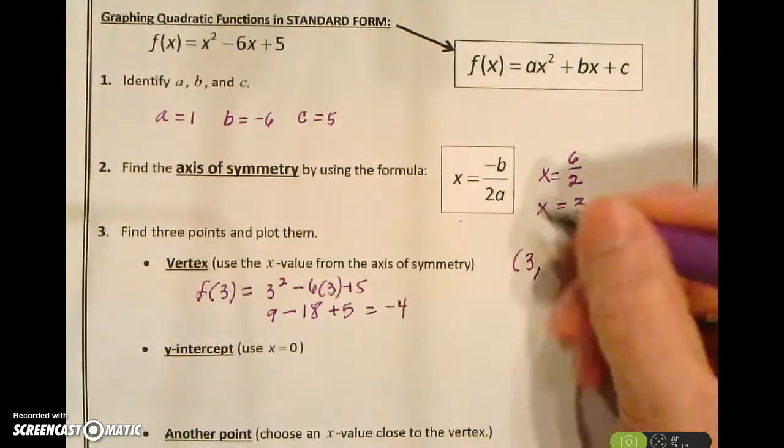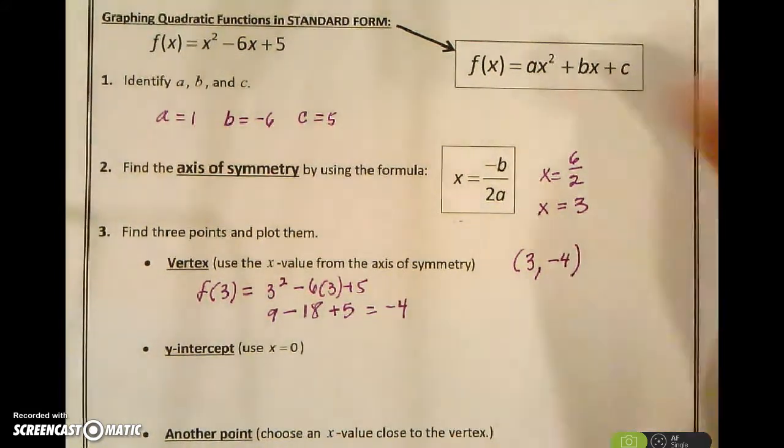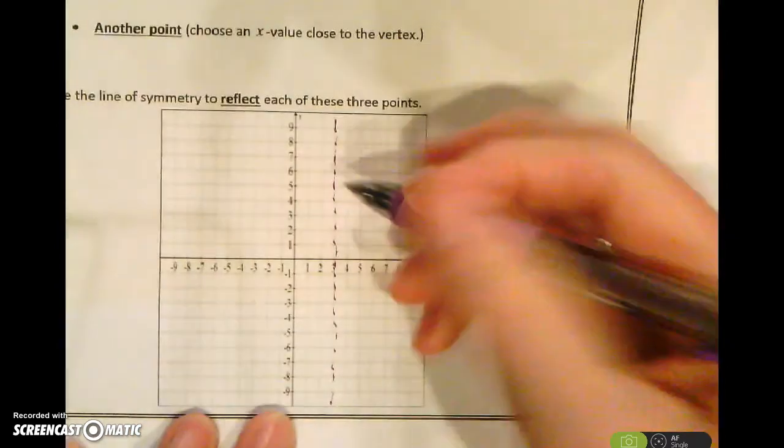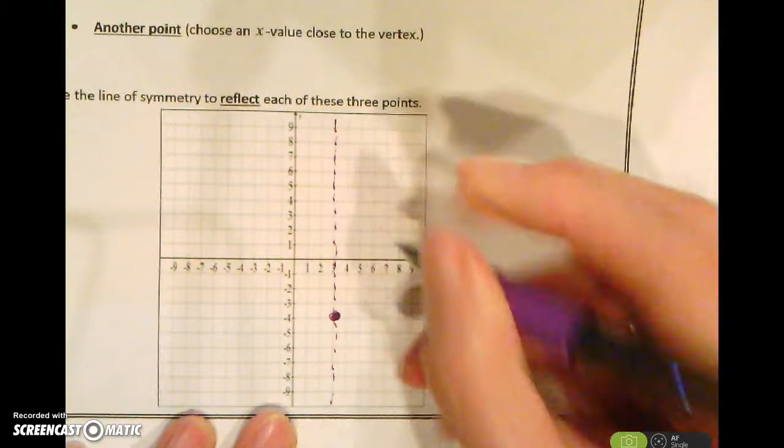So the y value is going to be negative 4 for our vertex. So we'll put that on our graph as well. So that's 3, and 1, 2, 3, negative 4 right here.